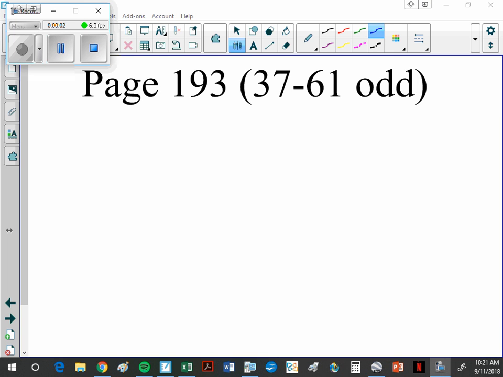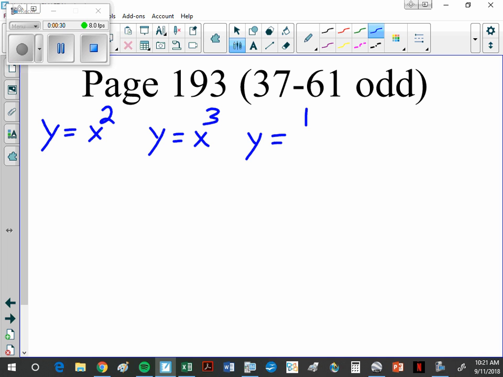Today should be pretty simple if you know all of the parent functions. And I believe we don't have to do y equals x. That's nice. Okay. So the parent functions are, well, there are lots of parent functions, but the ones we're going to use: y equals x squared, y equals x to the third, y equals 1 over x, and y equals the square root of x.